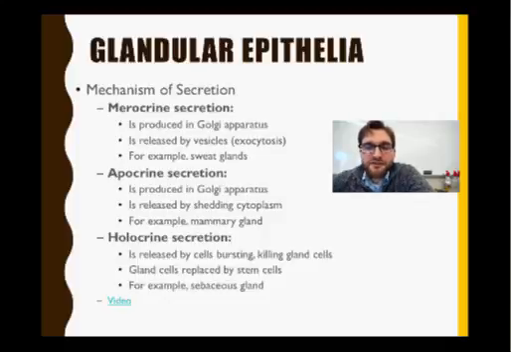And then holocrine secretions are released by cells that burst. It kills the gland cell. Gland cells are then replaced by stem cells. An example of this type of secretion is the sebaceous gland within a hair follicle.